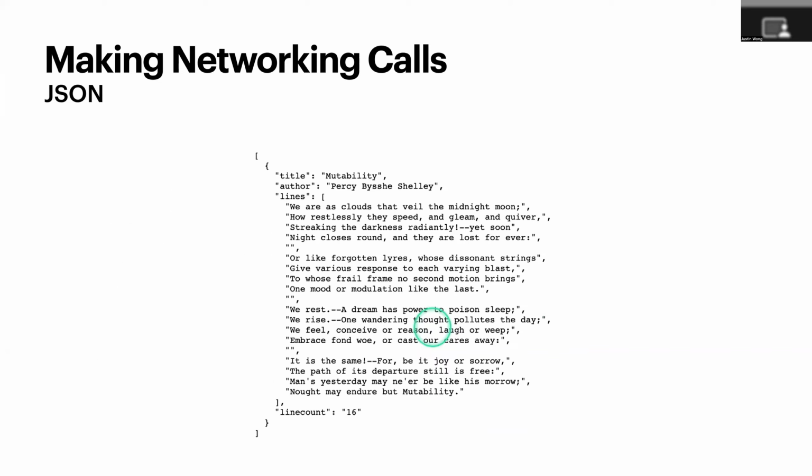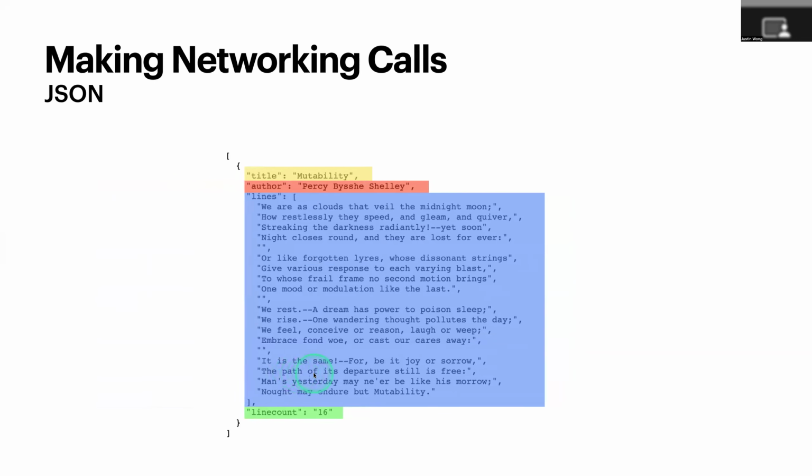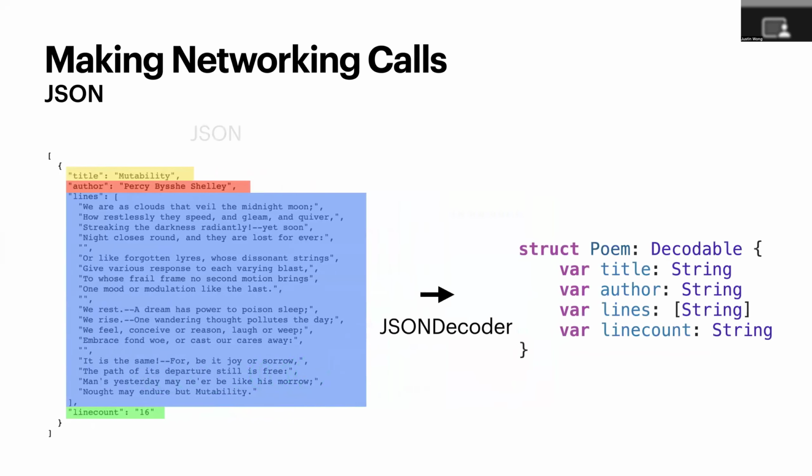So here again, here's what the JSON looks like. Currently, it's wrapped within this array. We have a single object, and this is our poem. And you can see we have four different properties: title, author, lines, and line count. We want to convert this into a Swift struct. So we could represent this JSON as a struct, like you see on the right-hand side. The struct Poem has four properties: title, author, lines, and lineCount. And it directly maps to the keys in our encoded JSON on the left-hand side, right?